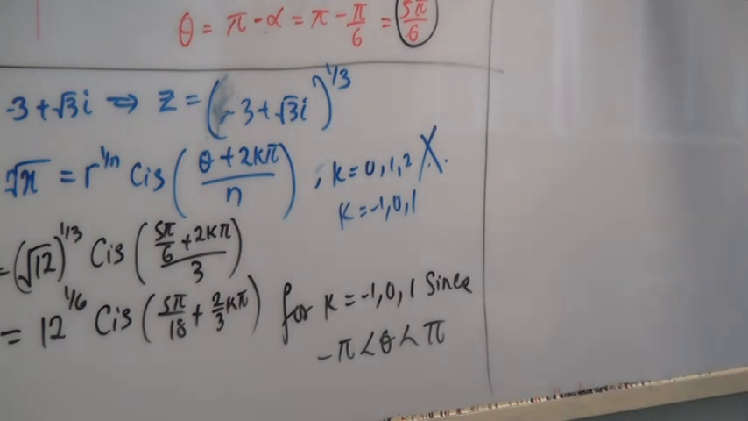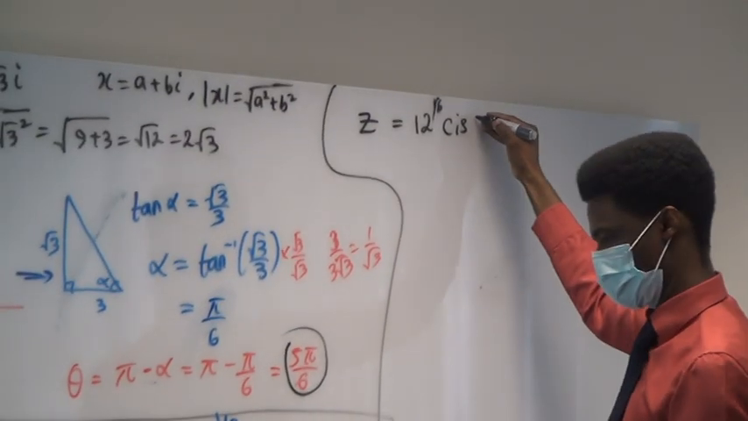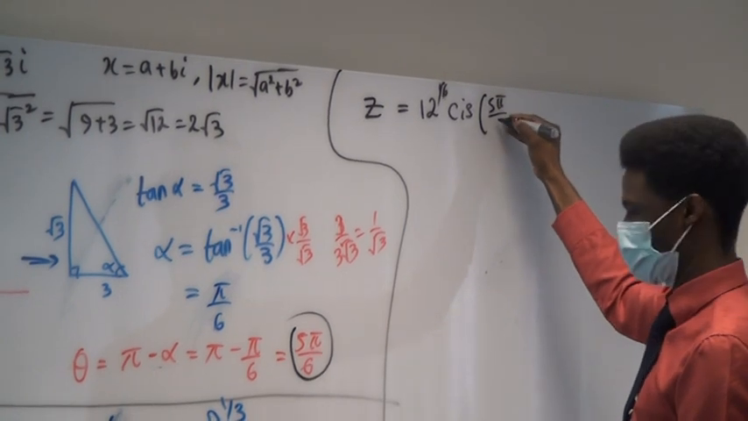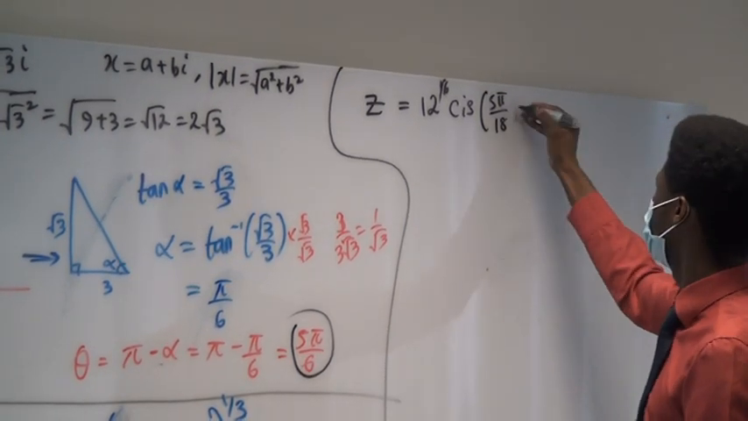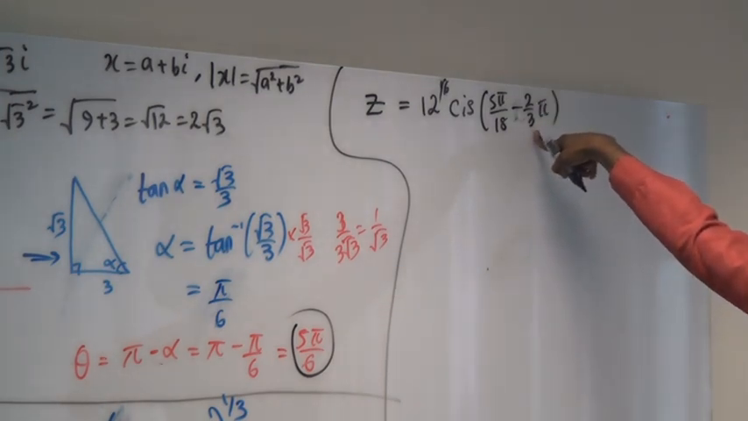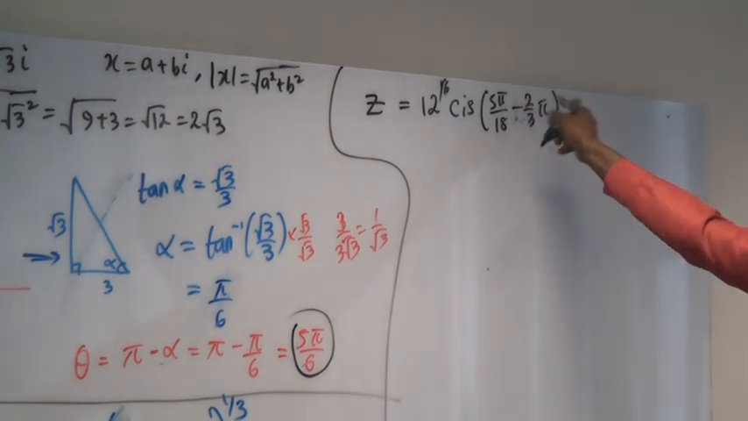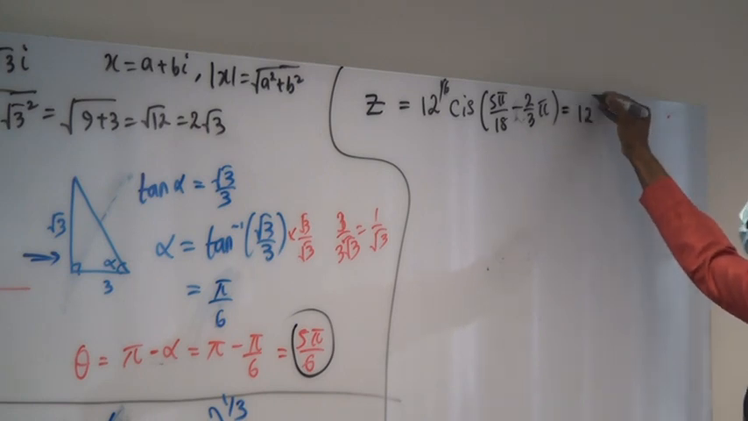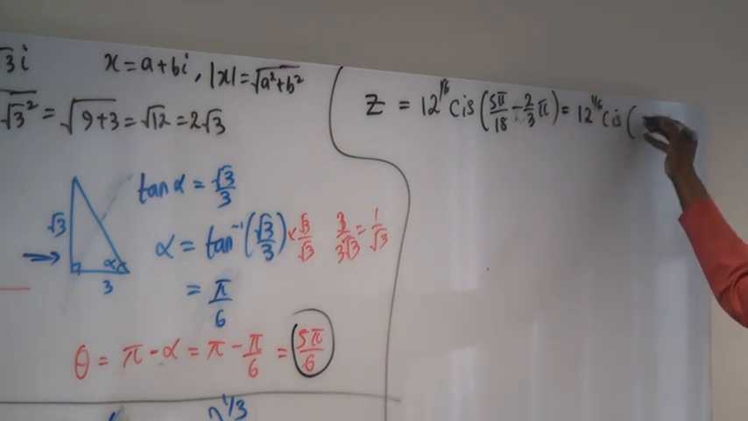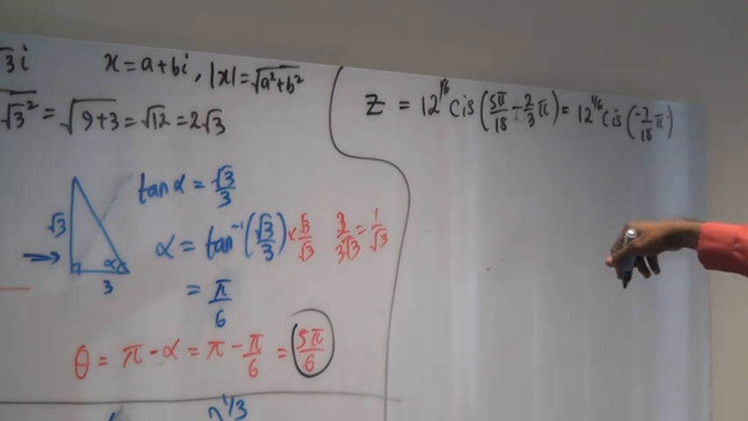So when k is equal to negative 1, we subtract that. So we get 5 pi over 18 plus negative 2 over 3 pi. Now 2 over 3 is the same as what over 18? 12 over 18, right? So what would that be? 12 to the 1 over 6, CIS, minus 7 over 18 pi. Is minus 7 over 18 pi within the range? Yes.